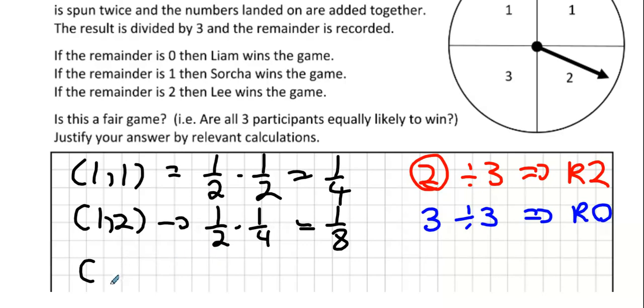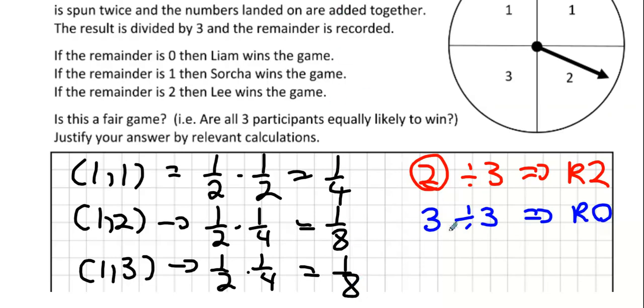Now, that's 1, 3. Listen. It's a half multiplied by what? A quarter, which is an eighth. When you add them together, what do you get? 1 and 3 combined. You get 4, do you? Okay. And what happens when you divide 4 by 3?